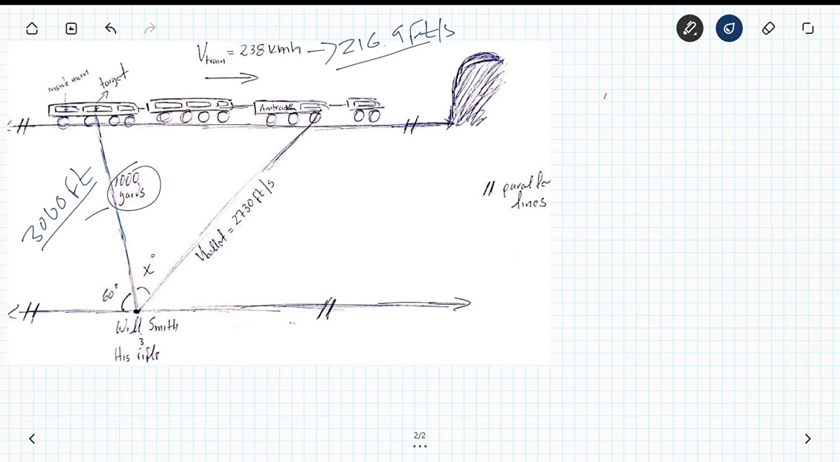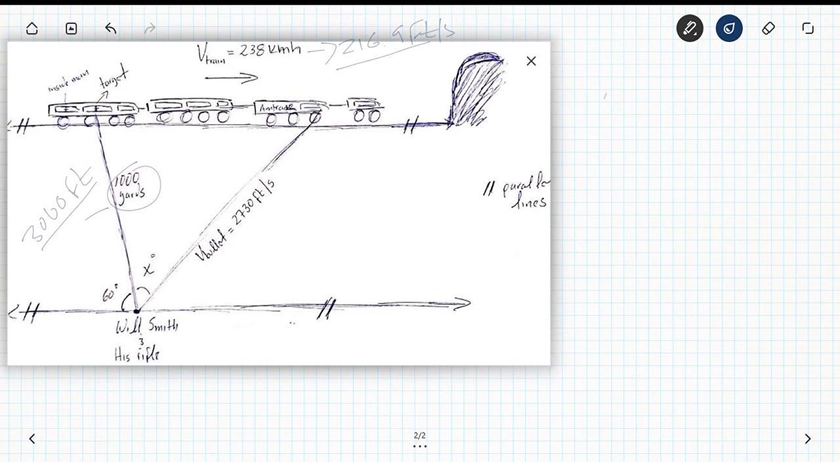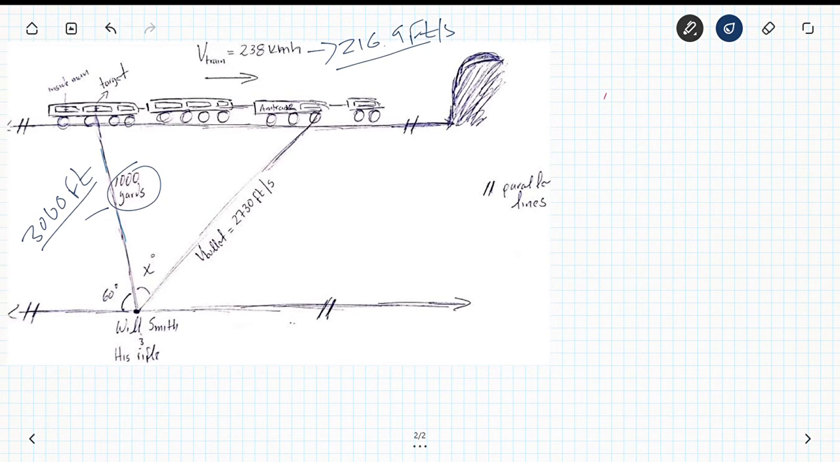Fortunately, Will Smith is a great sharpshooter and he was able to scout a location which is parallel to the train, and he obtained his angle. He located the target at 11 o'clock, which is 60 degrees from his horizontal position. So he locates that target at time equals 0.